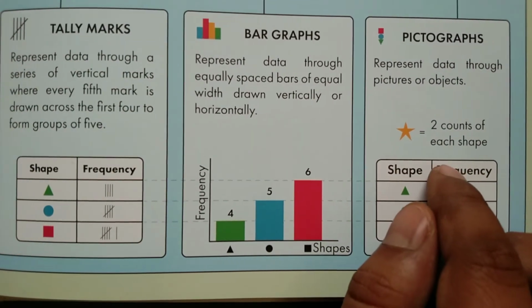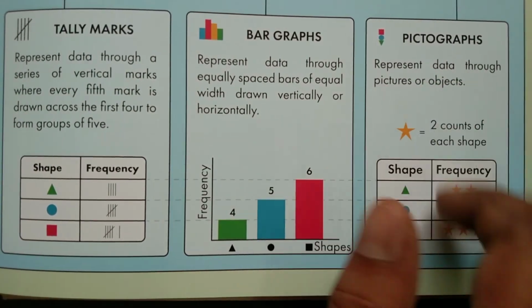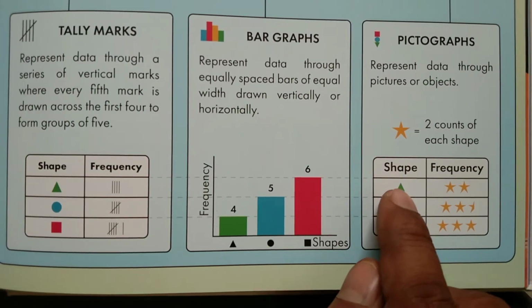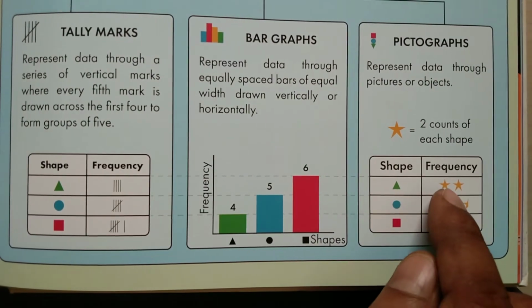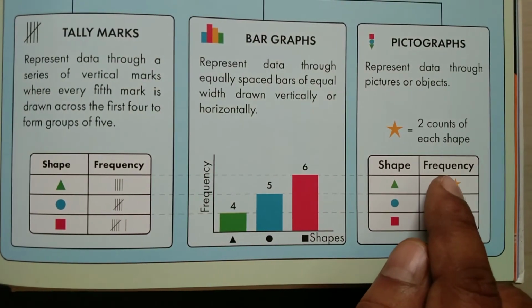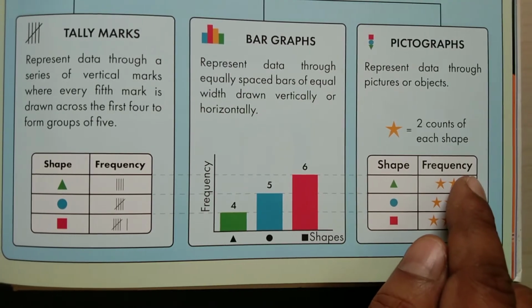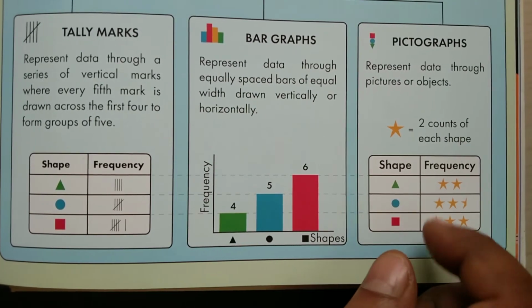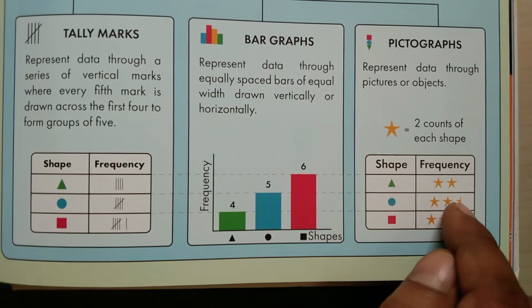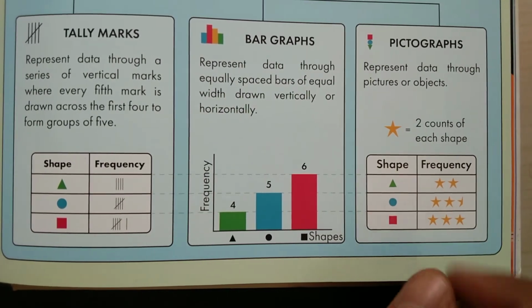Next, a pictograph represents data through pictures or objects. For example, we have four triangles. Each star represents two counts. So 2 and 2 is 4. Here, this half star makes 5. This is 3 twos, which is 6.